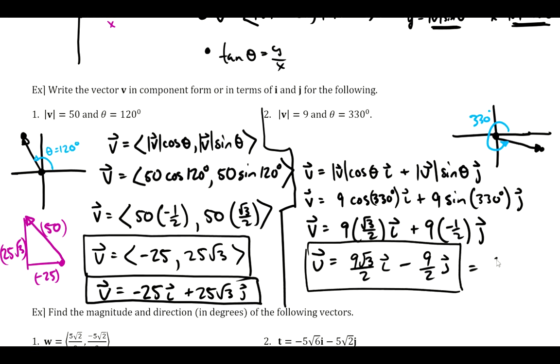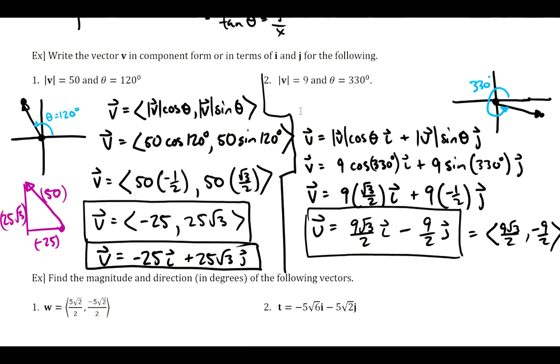Still, if you prefer component form, just to put it to the side, 9 radical 3 over 2, comma, negative 9/2. Again, no i's and j's in this. Pointy parentheses in component form; in terms of i and j, no pointy parentheses. It is just an algebraic expression. Okay, so that's if we need to convert our v into component form.